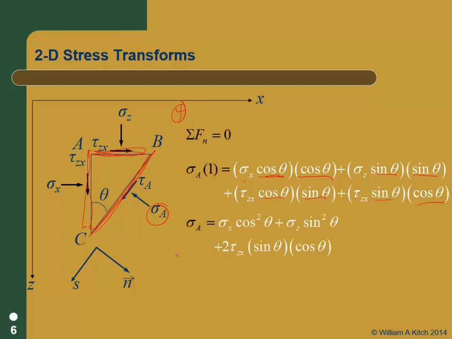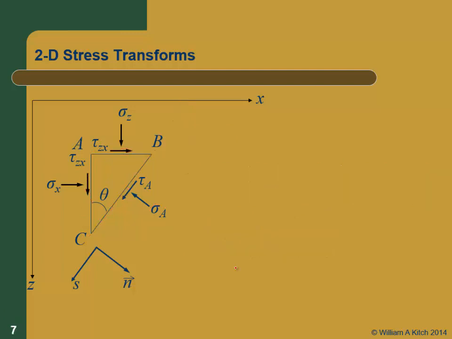So when I add that all up, I'm going to get that sigma A is equal to sigma x cosine squared theta plus sigma z sine squared theta plus 2 tau zx sine cosine. If you're with me, all I've done is equilibrium in the normal direction to the AB plane. That's all I've done. So obviously the next thing I got to do is equilibrium in the S direction, the shear component of that.